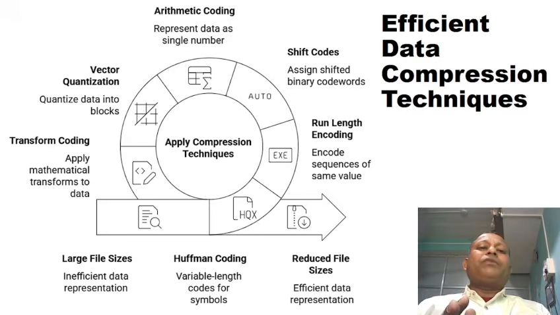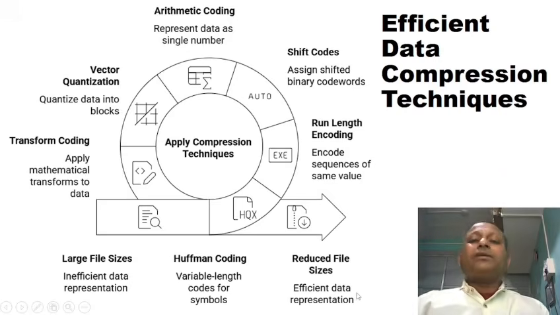Now, if we look at efficient data compression techniques, it starts from a very important objective. Assume a large file size. That means if the file size is large, it is an inefficient data representation, and if it is possible to reduce the size, it is a very efficient data representation. And in between, there are many concepts and techniques that help to reduce this file size.